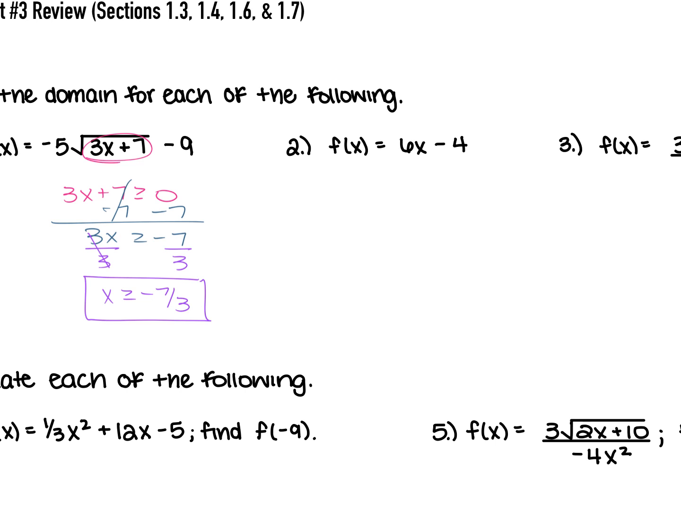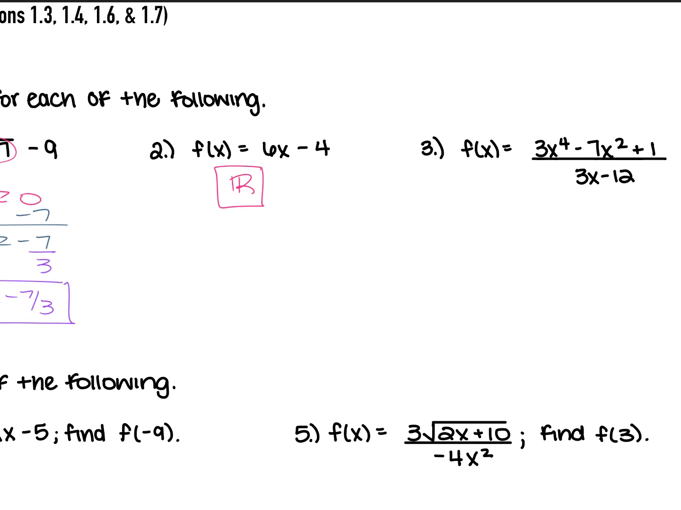For number 2, we have f of x is equal to 6x minus 4. For this one, we do not have x underneath the square root. We also do not have x in the denominator of a fraction. So automatically, this one's just going to be all real numbers. And again, you don't need to give it to me in interval notation. You can just give me the all real numbers symbol.